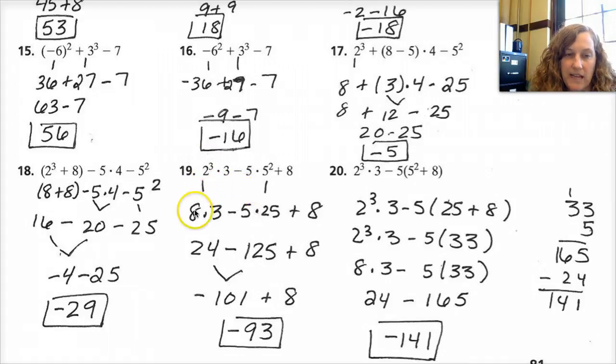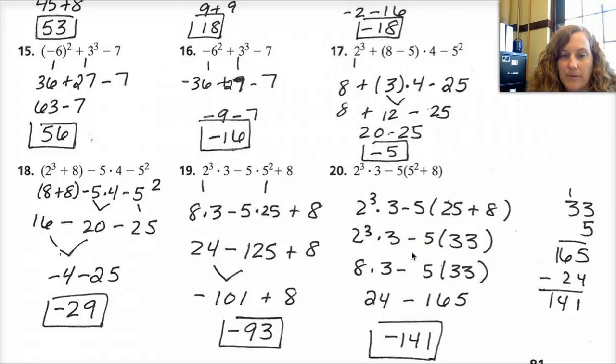Exponents, 2 cubed is 8, and 5 cubed is 25. 8 times 3 is 24. 5 times 25 is 125. So we have 24 minus 125 plus 8. 24 minus 125 is negative 101, plus 8 is negative 93.